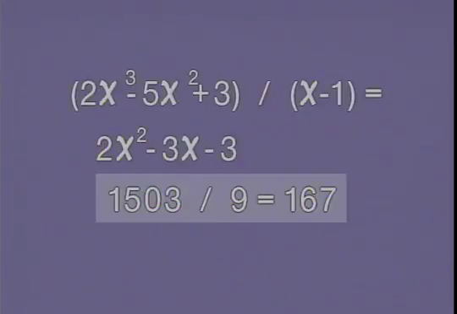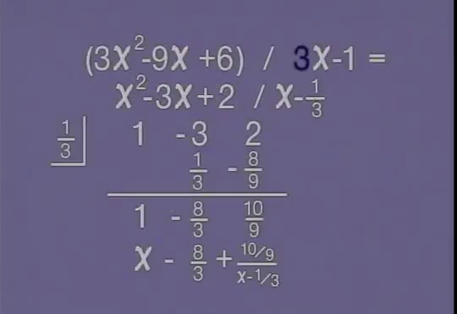The next visual shows us that we need to check. Here's the same problem with the answer. Again, all the work was done using synthetic division, but now we've replaced the x with 10. And 2x cubed minus 5x squared plus 3 becomes 1,503. We divide that by 10 minus 1, which is 9, and we get 167. And I bet you know what 2x squared minus 3x minus 3 is when x equals 10. Yes, it is 167. It checks. Okay, let's look at the next visual.